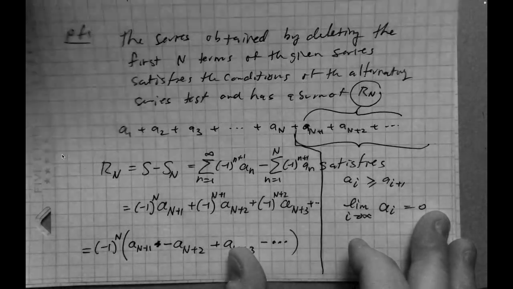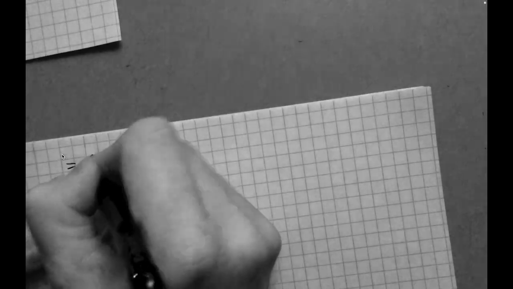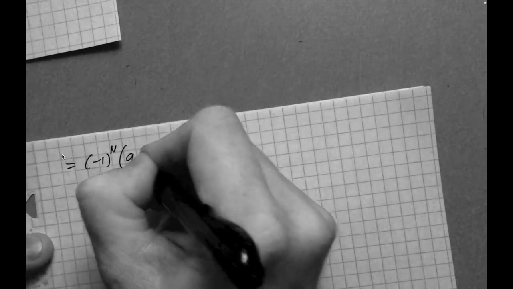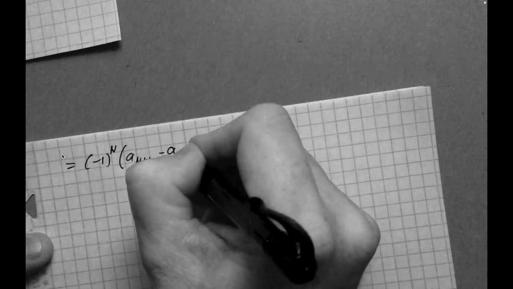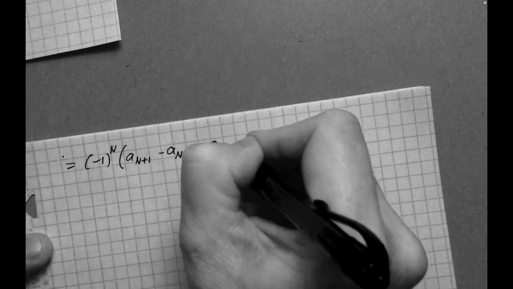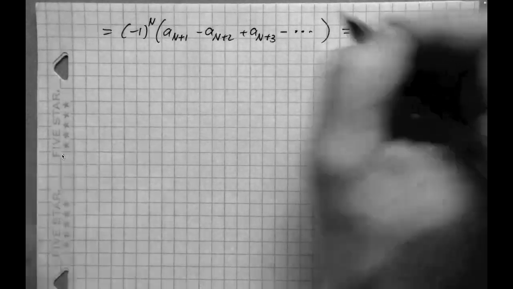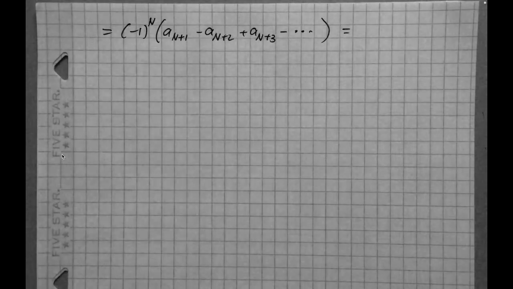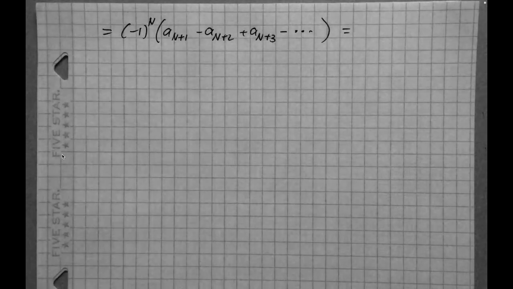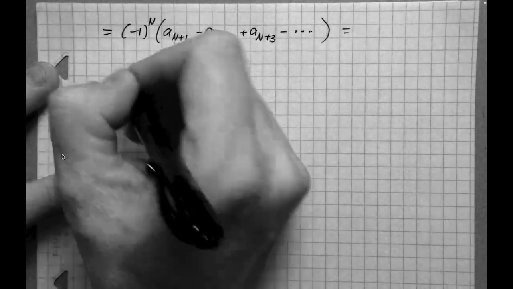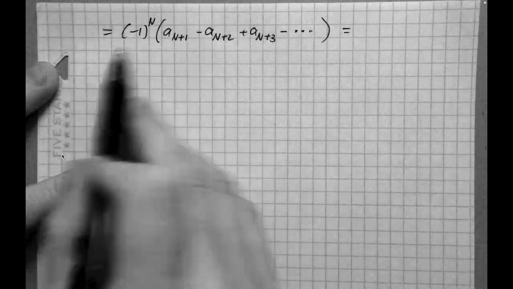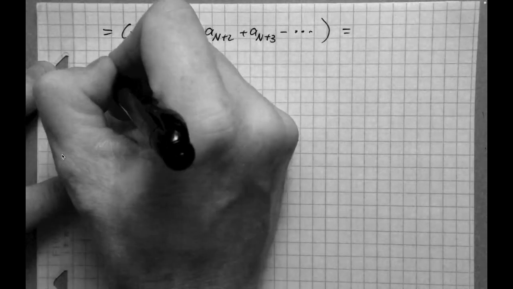Okay, I'm going to flip pages. I'll rewrite that. So I've got negative 1 to the nth power, and then I've got a_{n+1} minus a_{n+2} plus a_{n+3} minus dot dot dot. Okay, so that's where we left off. And so we can do the same trick that we previously did with this, namely rewrite these terms so that it's one big difference, right? So the way we would write this is, well, actually first, let's take the absolute value, okay?